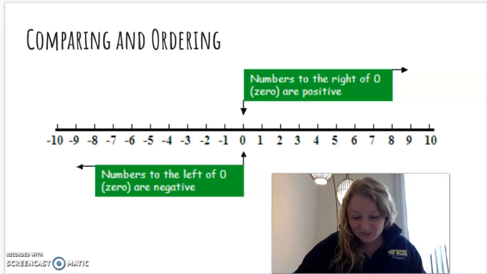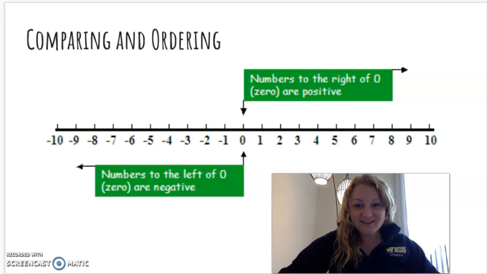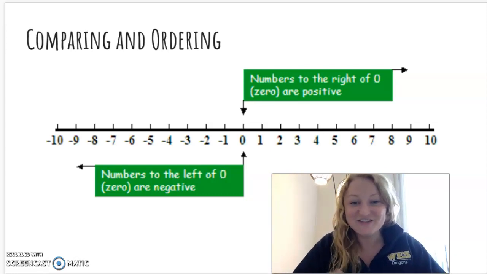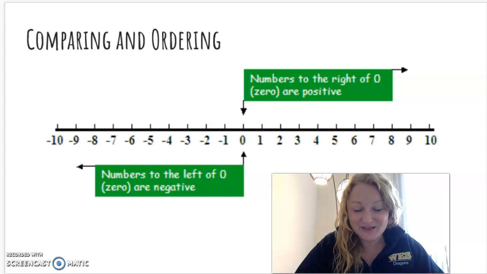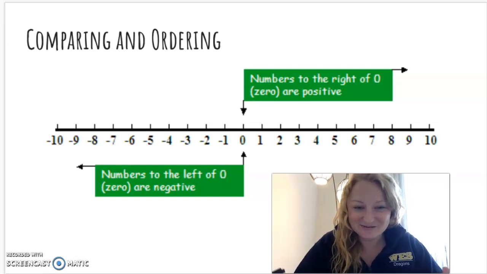The biggest takeaway today that I want you to remember is that an integer is a positive or negative whole number. Absolute value is always positive. It's just counting the spaces from 0. And we can compare and order integers just like we would any other number.